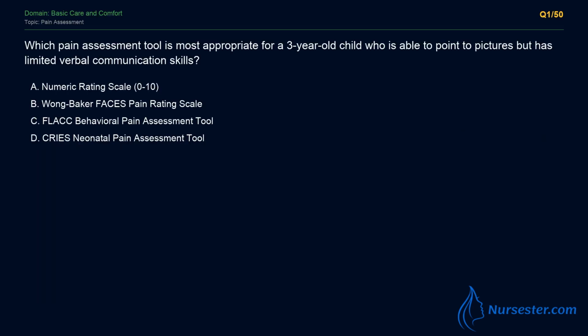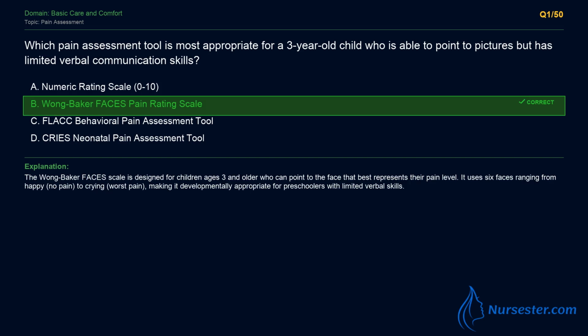Which pain assessment tool is most appropriate for a 3-year-old child who is able to point to pictures but has limited verbal communication skills? Option A, Numeric Rating Scale, 0 to 10. Option B, Wong-Baker Faces Pain Rating Scale. Option C, FLACC Behavioral Pain Assessment Tool. Option D, CRIES Neonatal Pain Assessment Tool. The correct answer is B.